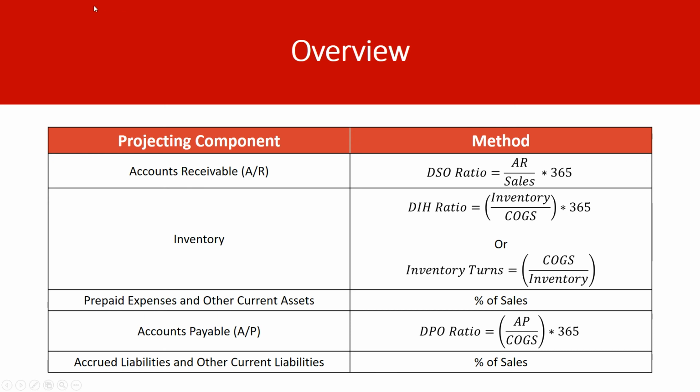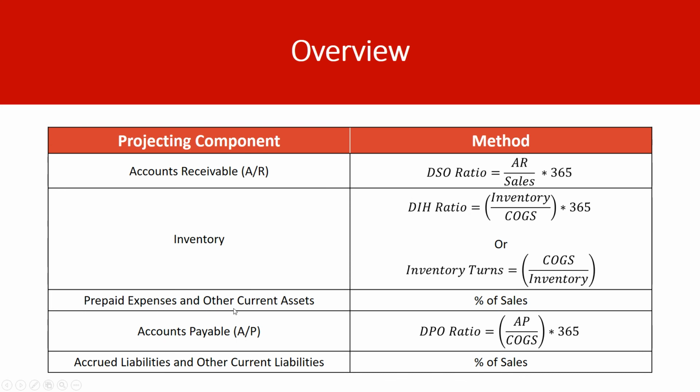Okay, so a quick overview. For projecting accounts receivable, you can use the DSO ratio, which is accounts receivable divided by sales multiplied by 365. For inventory, you have two methods. You can do the DIH ratio, which is inventory divided by COGS multiplied by 365, or the inventory turns ratio, where you divide COGS by inventory. So you flip it around and take away the 365.